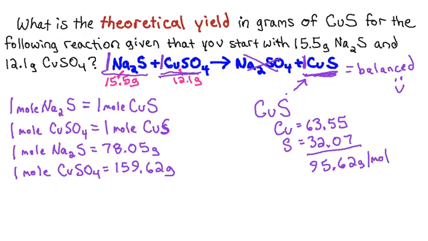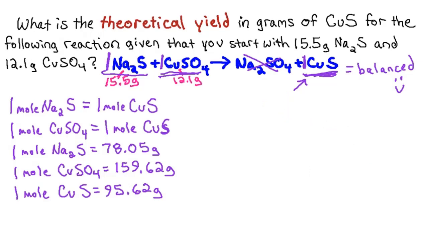And we can write that down in our data chart. So 1 mole of CuS equals 95.62 grams. So now what we need to do is we need to do 2 separate problems.